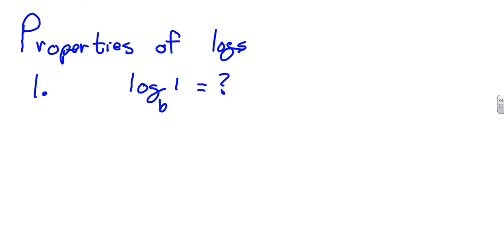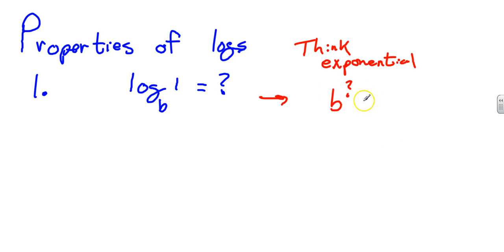So when you see this problem, we're going to think exponential. If we rewrite this in exponential form, this would be b to the what power equals 1. So what did we say last time? That if you do anything to what power, it's going to equal 1? I mean 0, right? Anything to the 0 power would equal 1. So if you have log of 1, doesn't matter what the base is, this answer will always be 0.